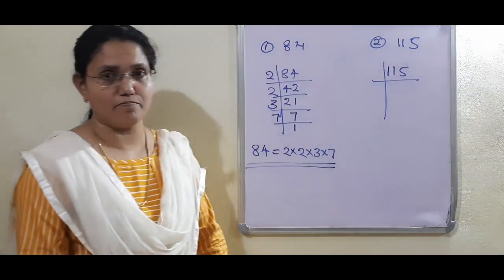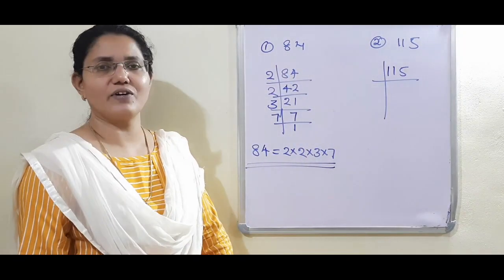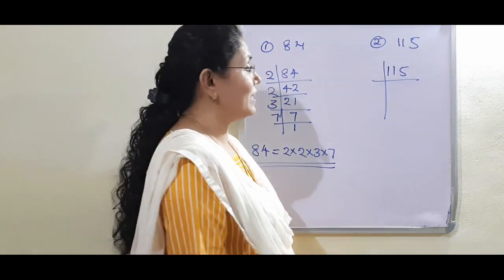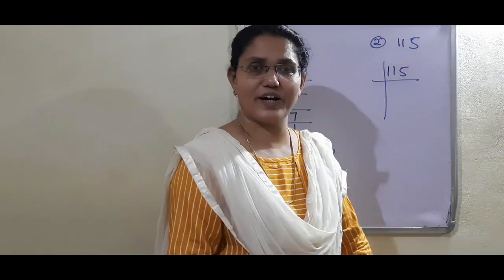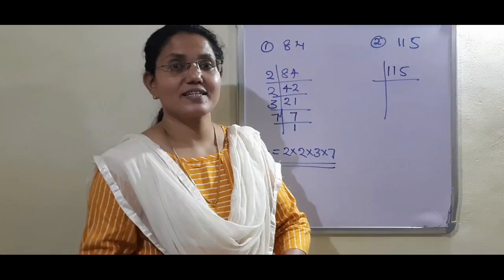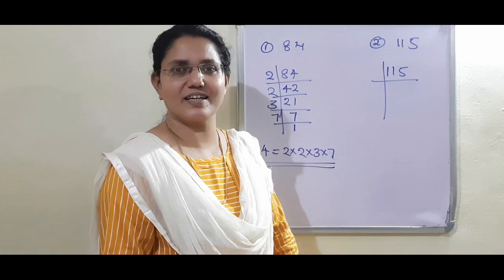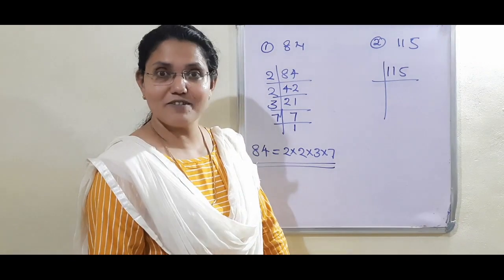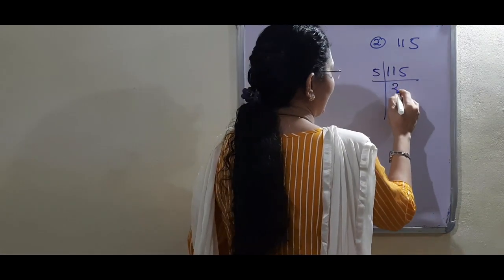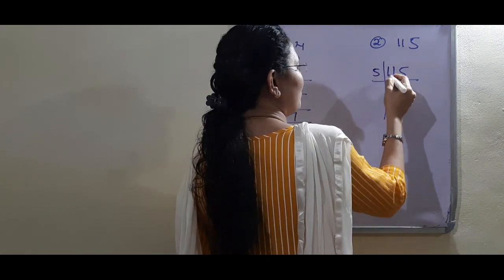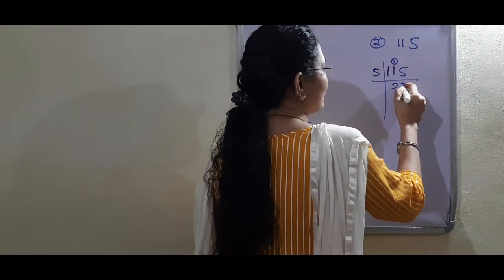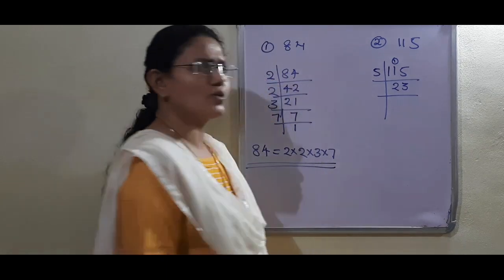Next, 115. 115 is an odd number. By which number can we divide it here? Can you divide it by 2? No. Next, we can check it by 3. 1 plus 1 plus 5, that is 7. 7 is not divisible by 3. Next, the ones place has 5, so we can divide it by 5. 5 in 11, 2 times. You know, 2 fives are 10. From 11, subtract this 10. Now here it is 1. 15, 3 times.